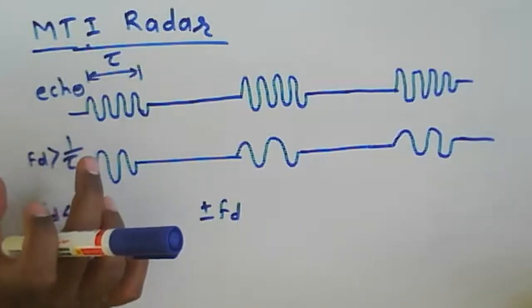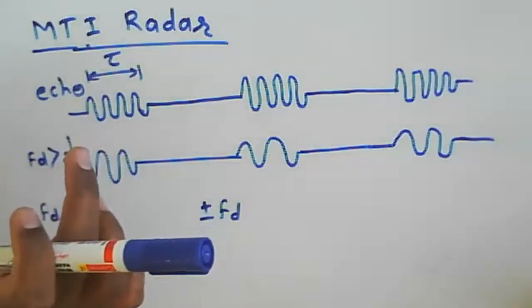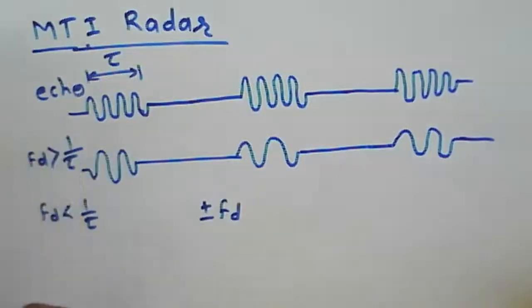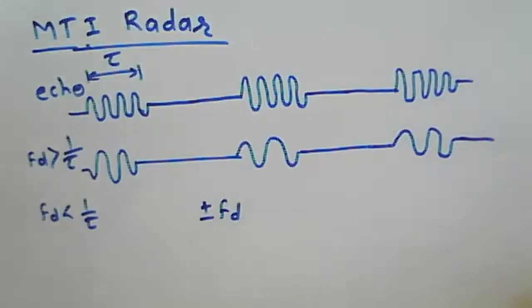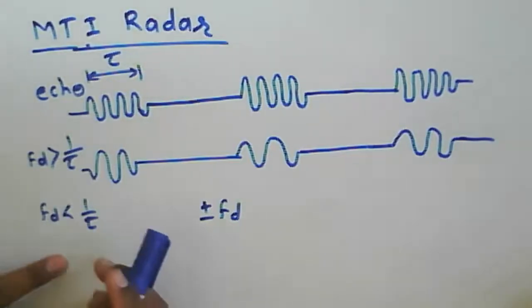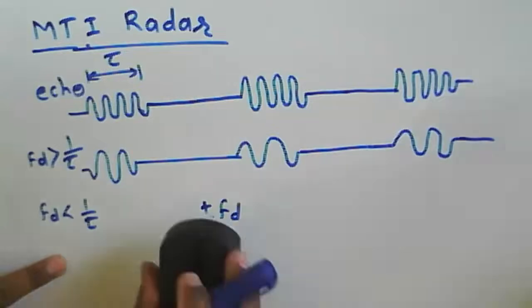If we are supposed to detect within that single pulse, then fd is to be greater than 1 by 2 tau. Generally, this condition, detecting the Doppler frequency within a given particular pulse, is not possible. But we need to detect a moving target. In a surveillance radar it is not necessary that it be detected within a particular pulse. That is why the Doppler frequency can be smaller than 1 by 2 tau, and we are still able to detect fd there.